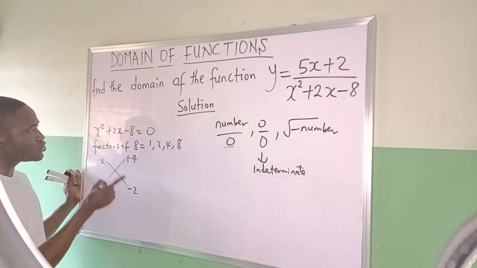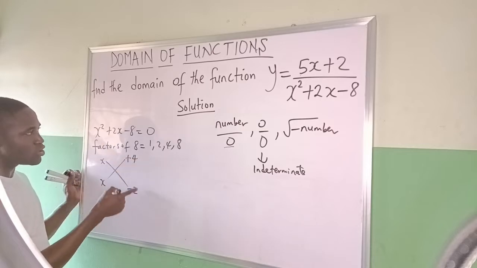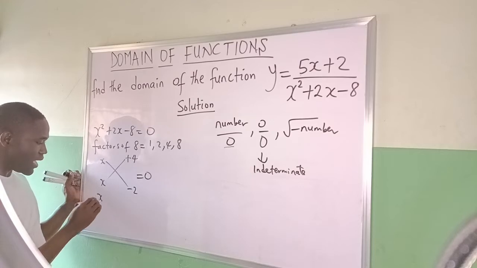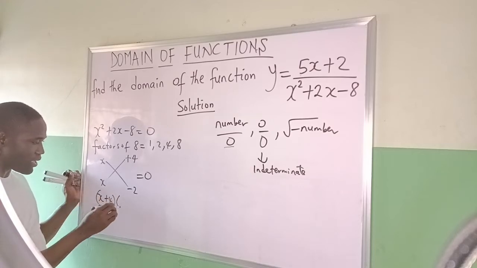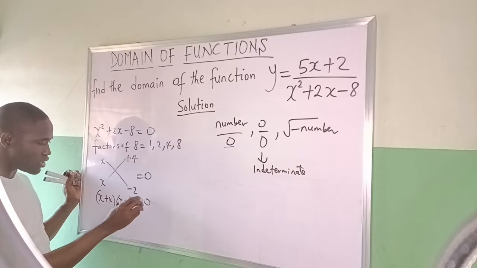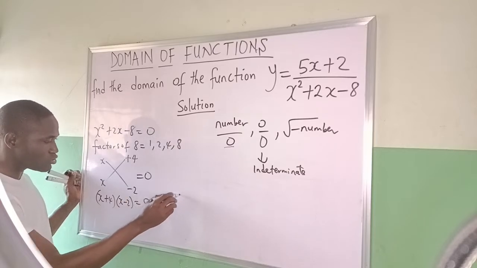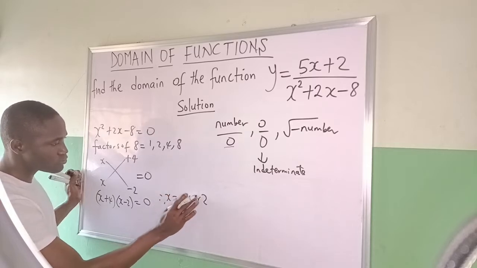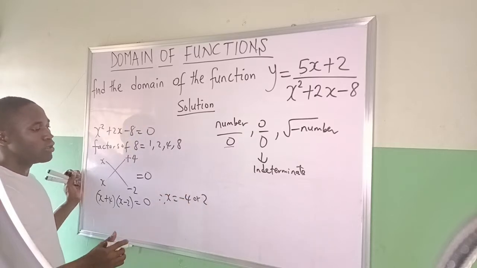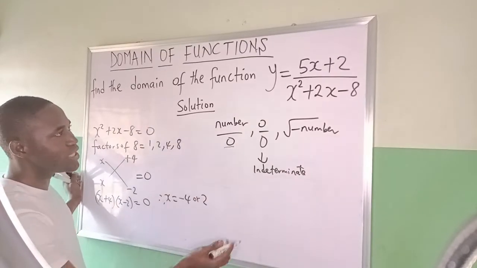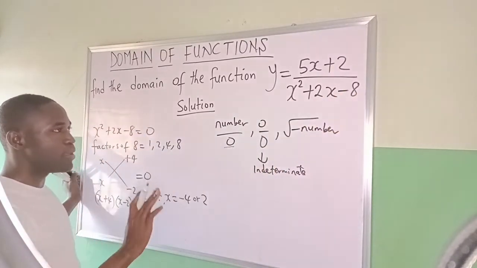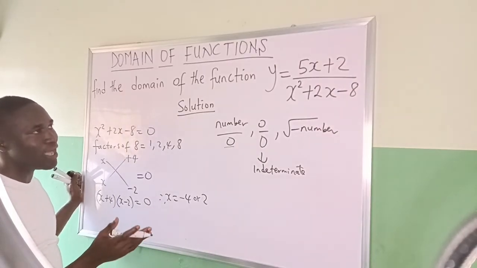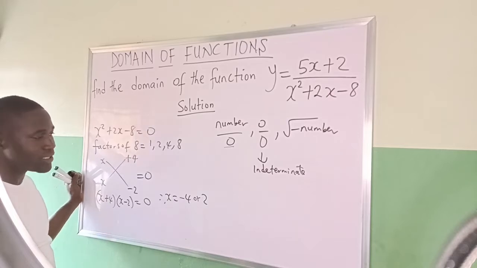2 and 4. 4 and 2. 4 minus 2 is what? 2. 4 times minus 2 is minus 8. I say this is okay. That means x plus 4 bracket x minus 2 equals to 0. Therefore, x equal to minus 4 or 2. Okay, so these are the two values that when you put here, it will make it to be 0. But how do you package your answer? That is the next thing.